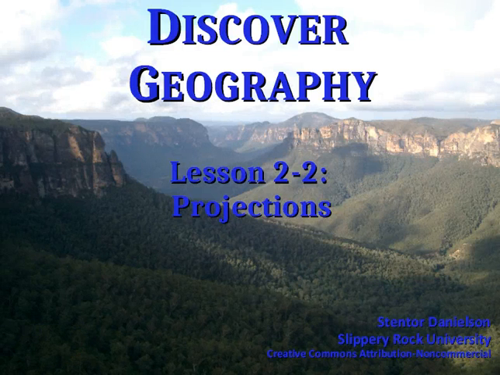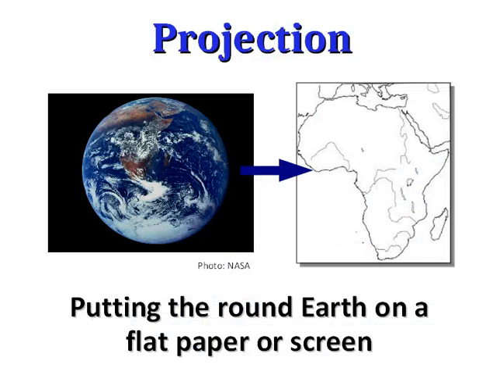Discover Geography, Lesson 2-2, Projections. A projection is a way of taking the round Earth and putting it on a flat piece of paper or a flat computer screen. And there are a whole variety of ways to do this that have different properties.